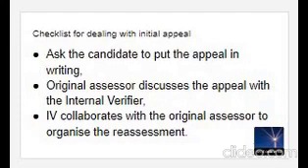A checklist for dealing with a candidate appealing a not competent assessment outcome should include: ask the candidate to put the appeal in writing. The original assessor discusses the appeal with the internal verifier, and the IV collaborates with the original assessor to organize the reassessment. If the candidate is not satisfied with the judgment of the internal verifier, or the outcome of the reassessment, the appeal is taken to the training authority. The training authority will organize a reassessment with an independent external verifier. The decision of the external verifier is the final step.